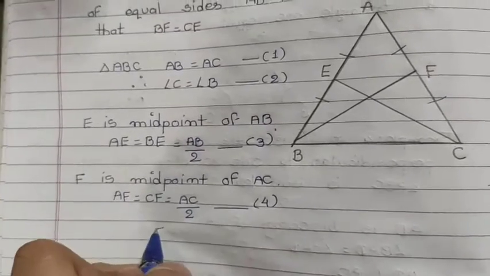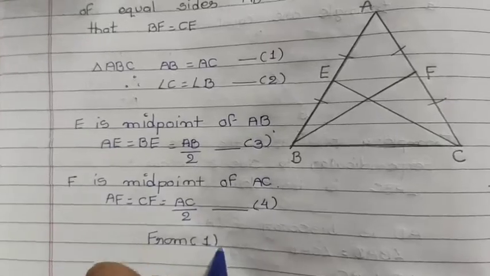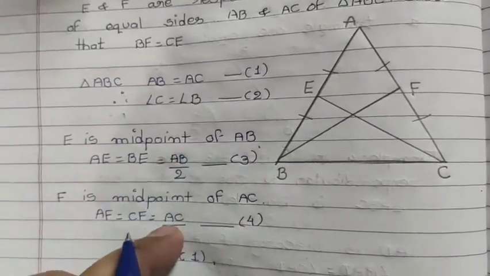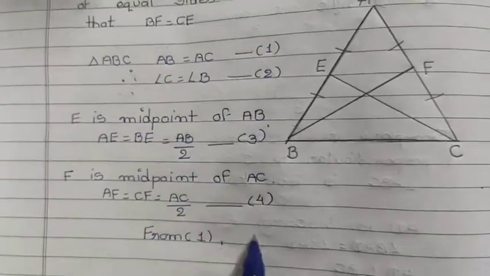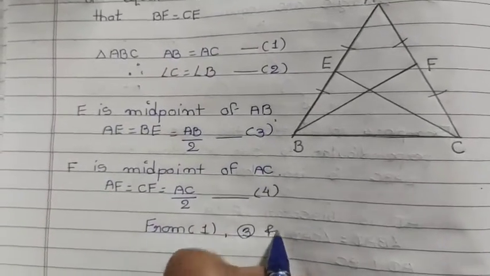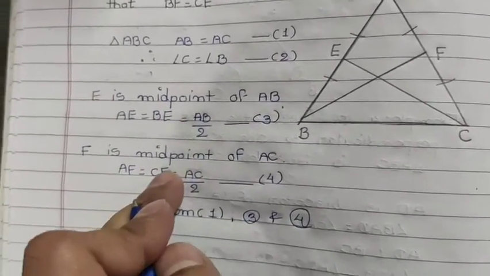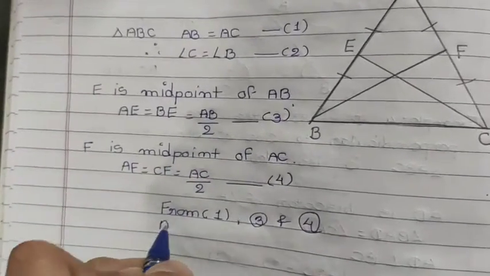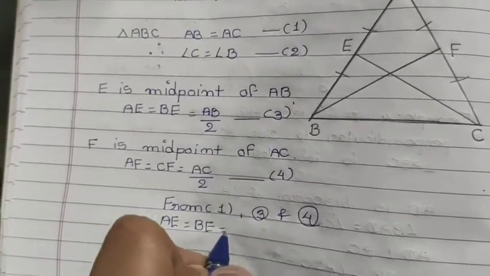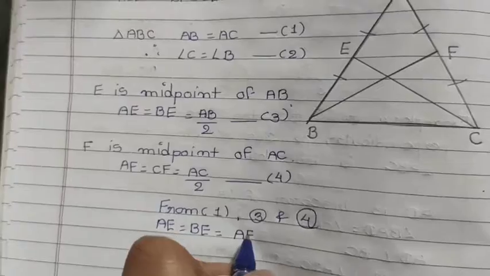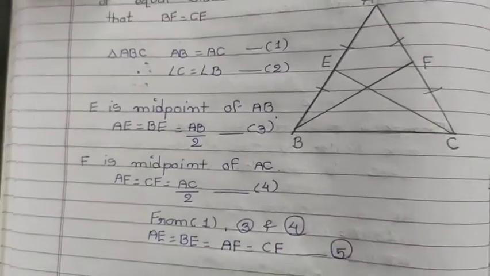From 1, 3 and 4 we can definitely write these two sides are equal. That means half of these sides are also equal. So from 1, 3 and 4 we can definitely write AE is equal to BE, AF is equal to CF, right? AE is equal to AF. That is our important result, that is 5.